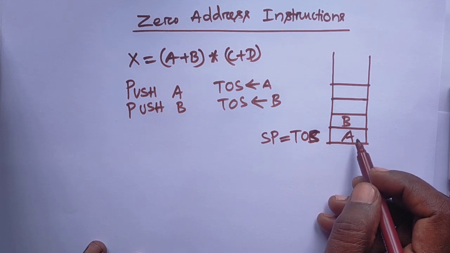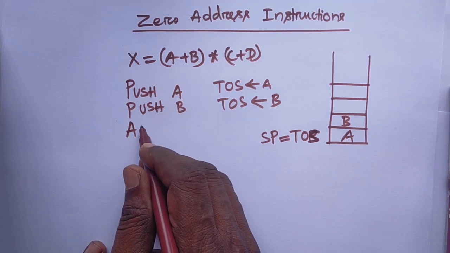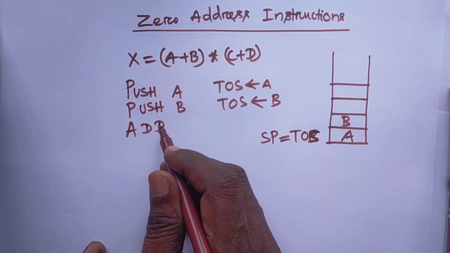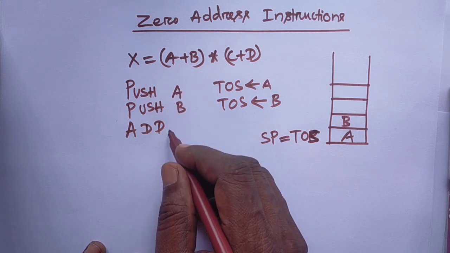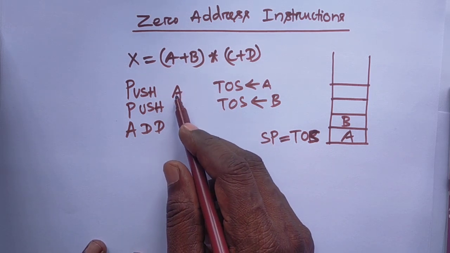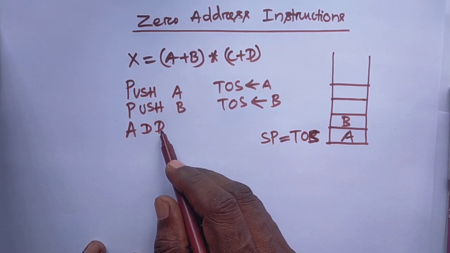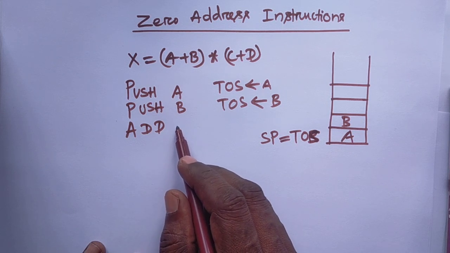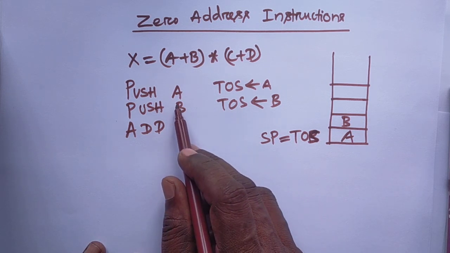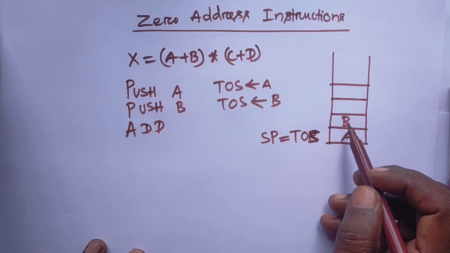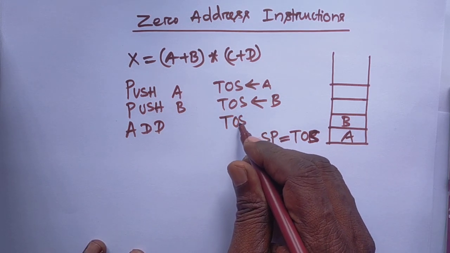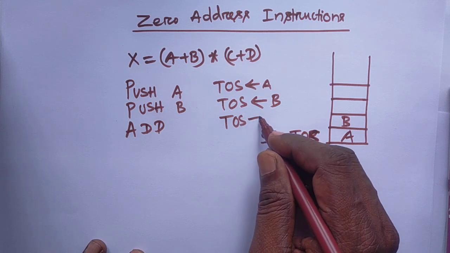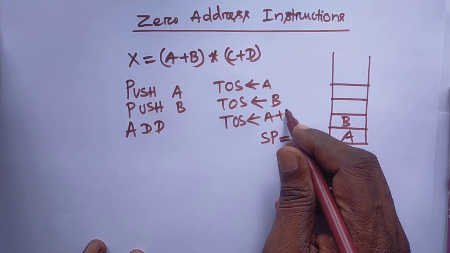Then when the add operation comes, we don't write any kind of data. You see, there is no data. It just pushed A data and B data. But when the add operation is there, there is no need to write A, B again, because they are already pushed to the stack. The operation starts at the top of the stack, defined in this way as A plus B.